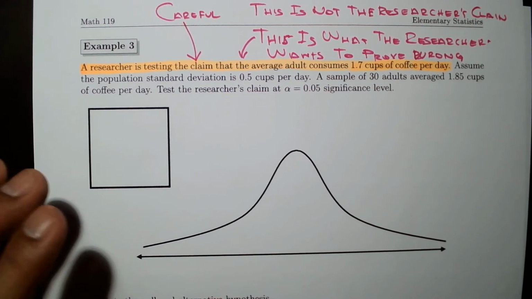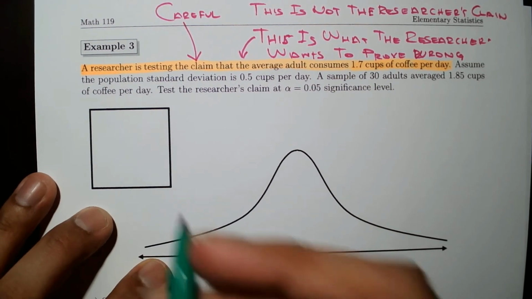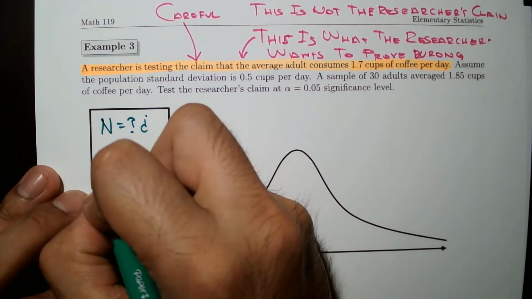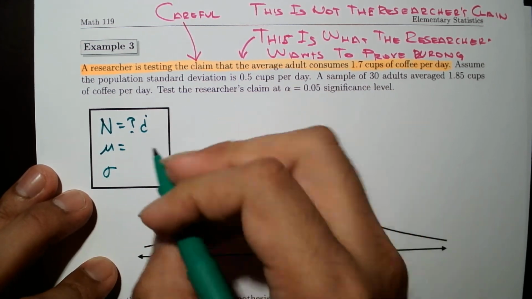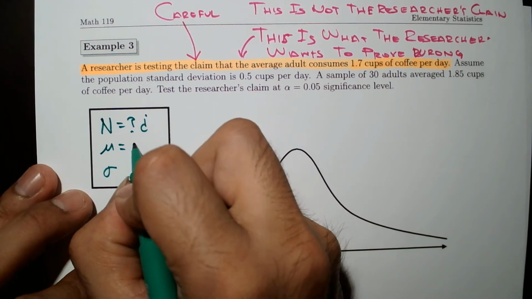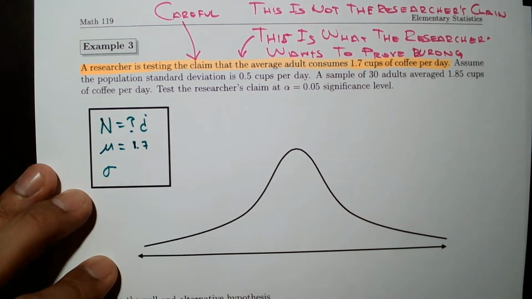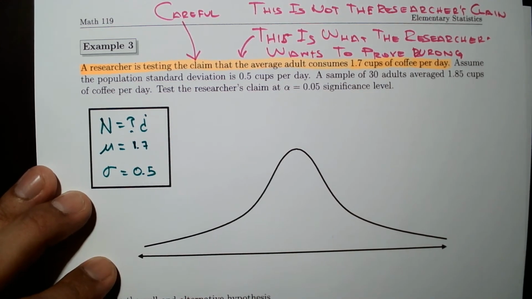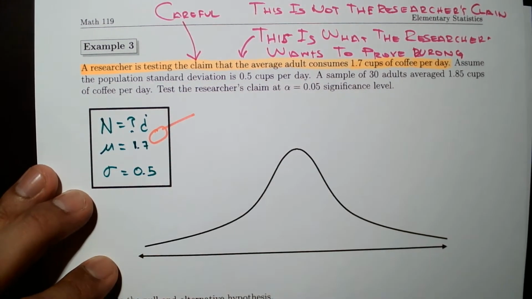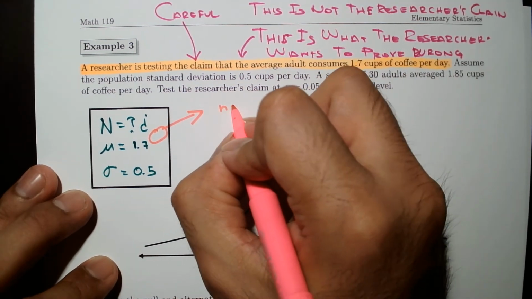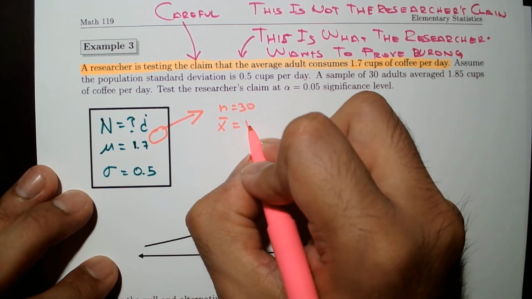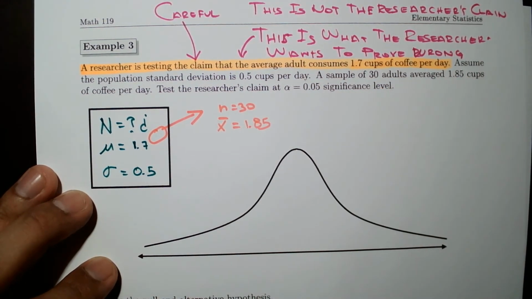We are going to do the usual. Population size, we don't know, we don't care either. We're not going to reach out to the entire population. The mean of the population is 1.7, which is what is to be proved wrong, and the standard deviation of the population is 0.5. Like I said, we don't care how big the population is. All we do is take a sample of n equals 30 coffee drinkers with a mean of 1.85.